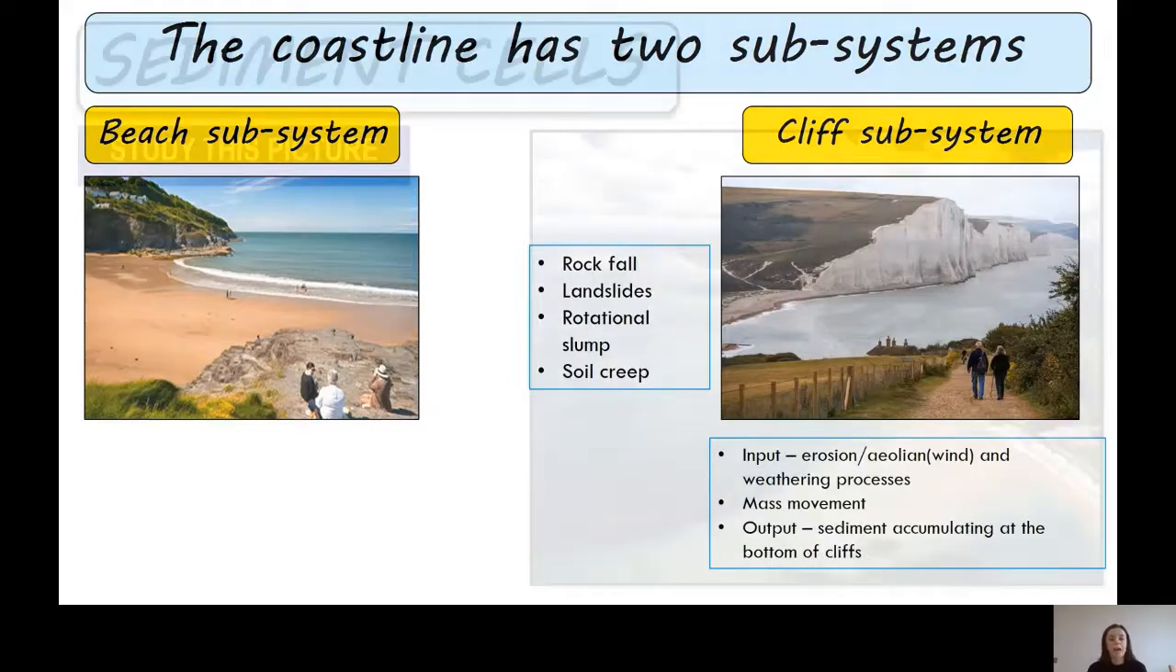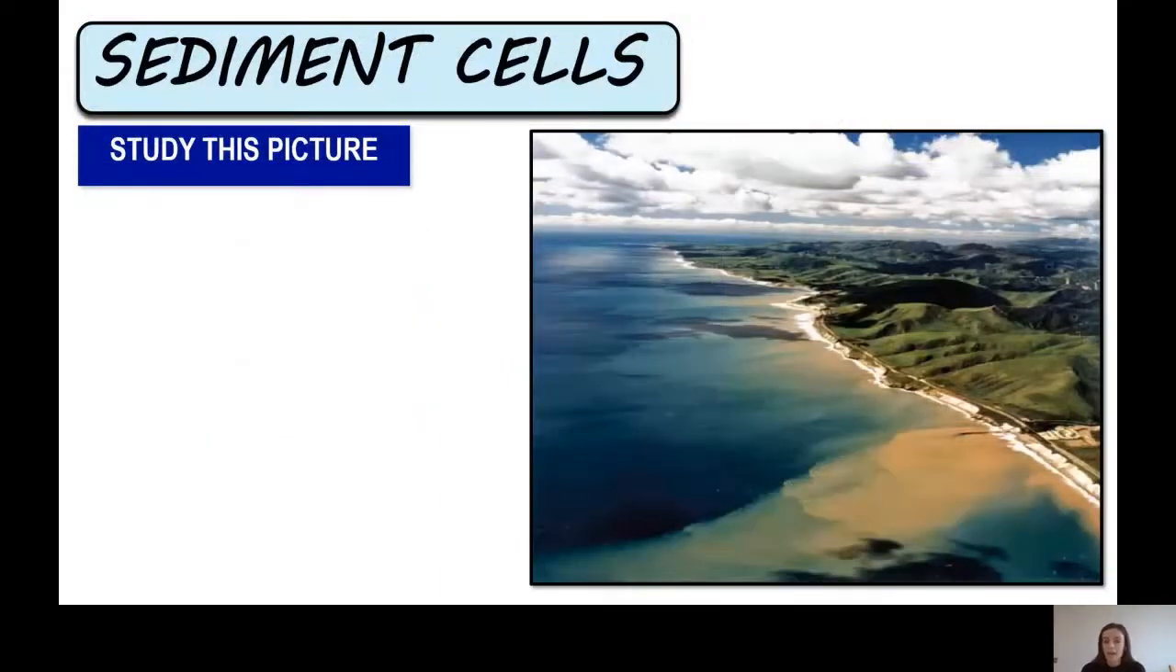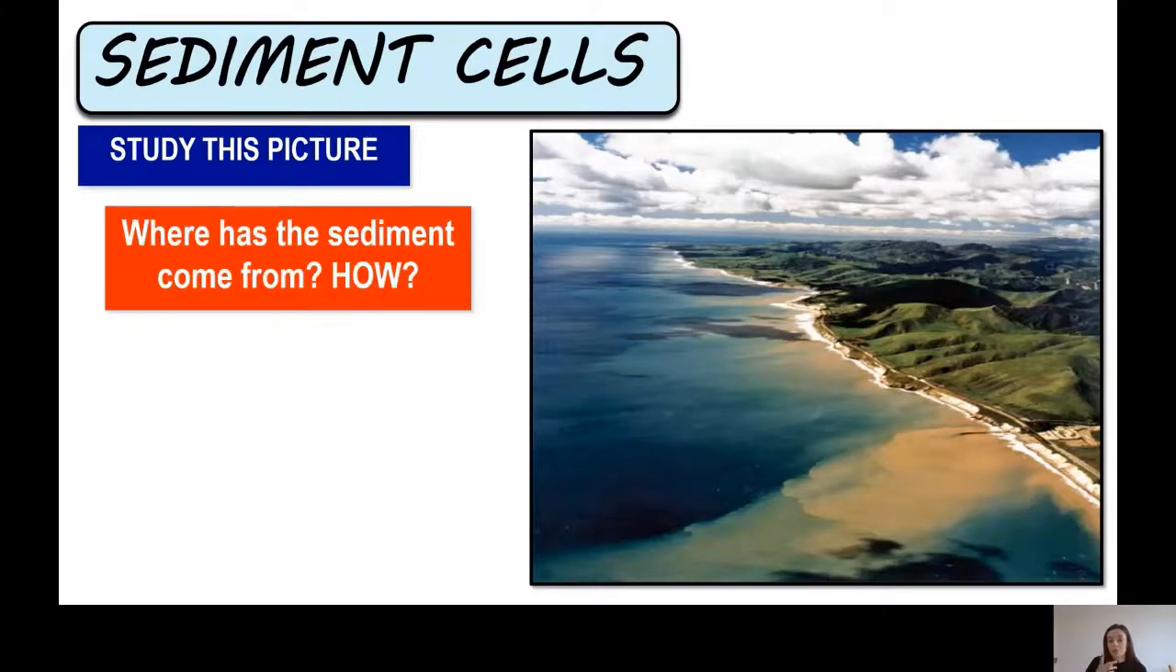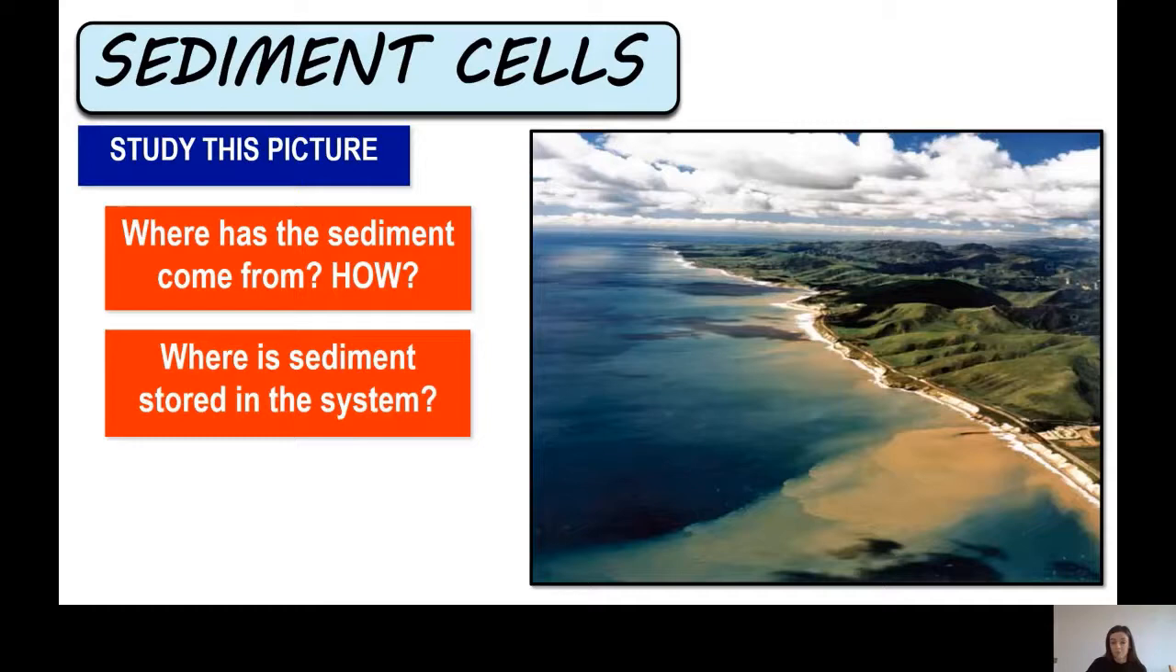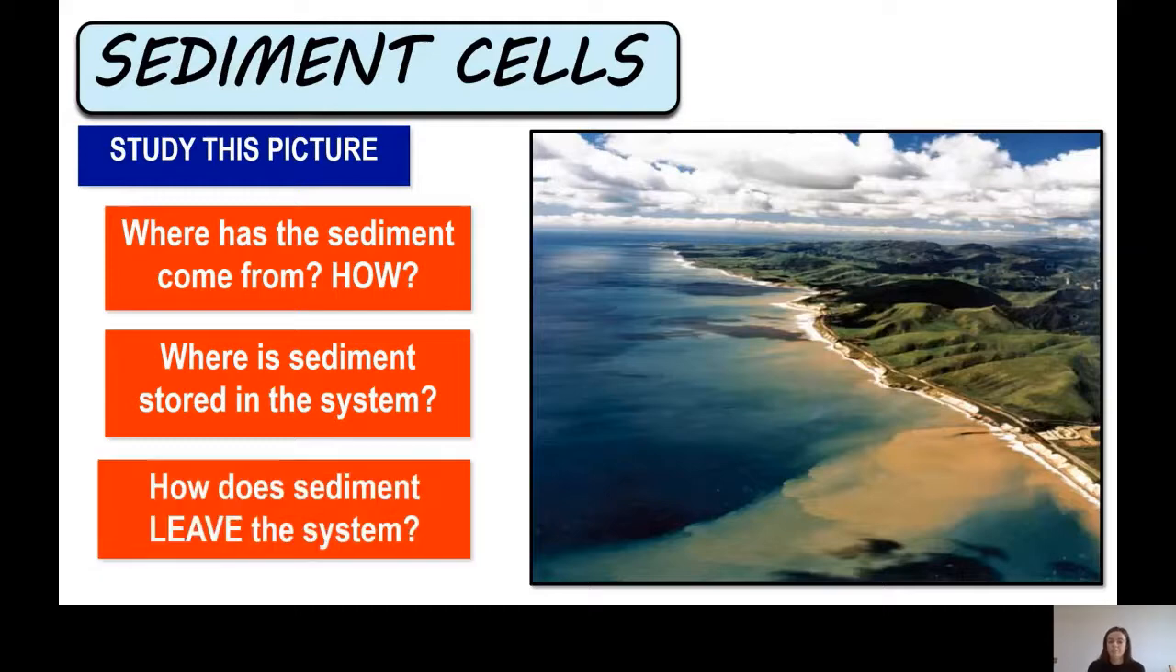Now, here we have a sediment cell. I want you to study this picture on the screen carefully. I want you to consider this. Where has the sediment come from and how has it arrived here? Where is sediment stored in the system? And how does sediment leave the system?